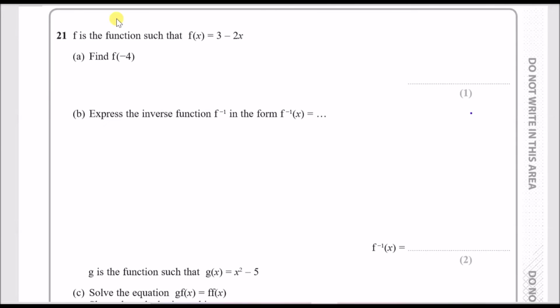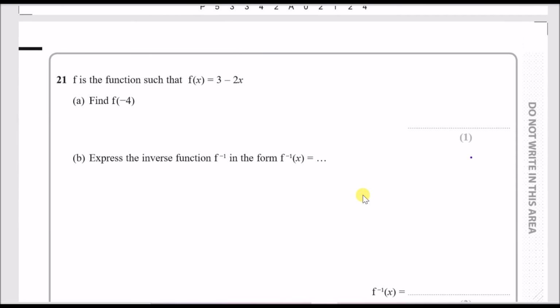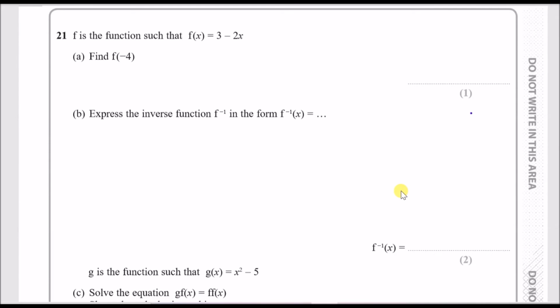And here we go, guys. Number 21, and this is the last question of the paper. So let's do this. It says that f is the function such that f(x) equals 3 minus 2x. All right, so this is your function defined. Find f at the point minus 4. So in other words, when x equals minus 4.